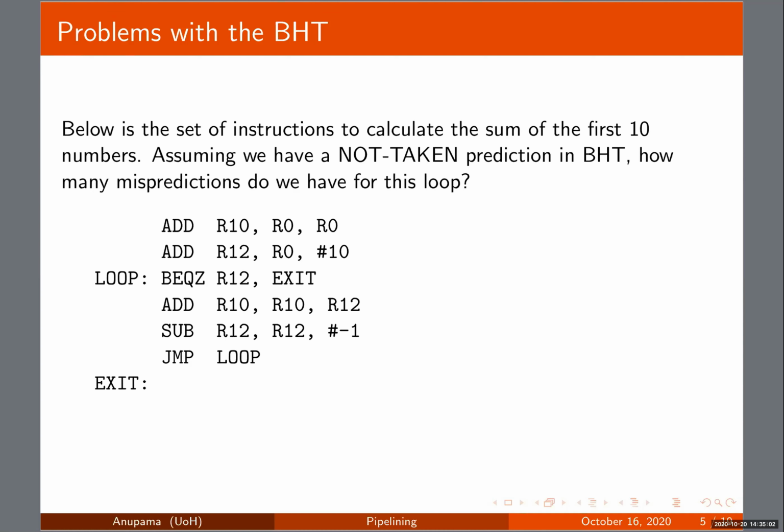Then I'm saying BEQZ R12, which means if R12 is equal to 0, then exit. Otherwise, what do we do? Add R10, R10, R12. So I'm starting with R12, which is 10, adding it to R10, which was initialized to 0, and storing the value in R10. Then I'm subtracting 1 from R12, and then I'm jumping back to the loop. So this is essentially the set of instructions which calculate the sum of the first 10 numbers.